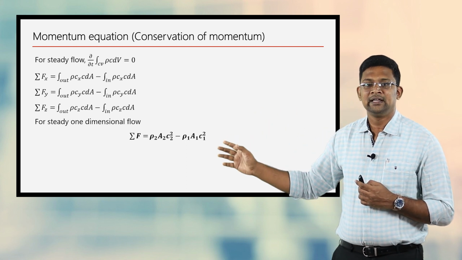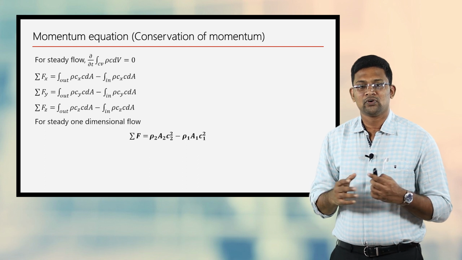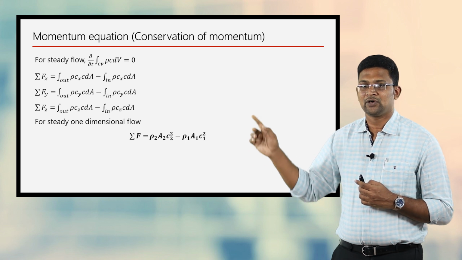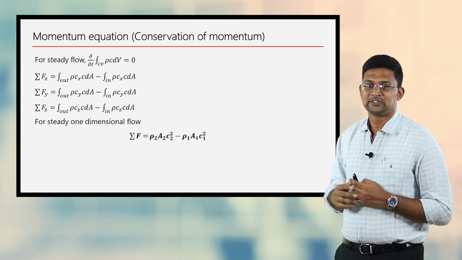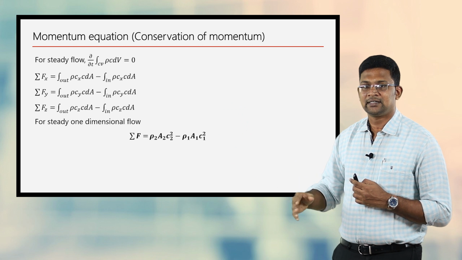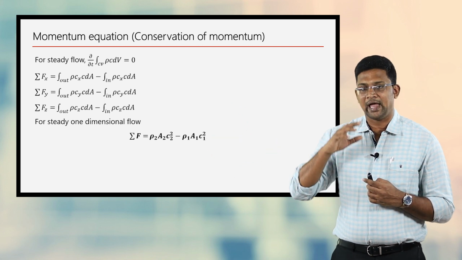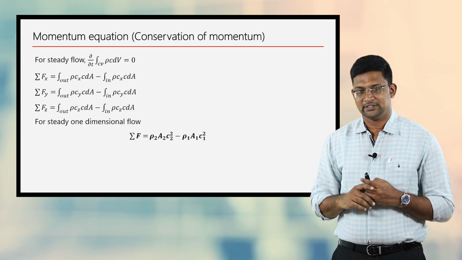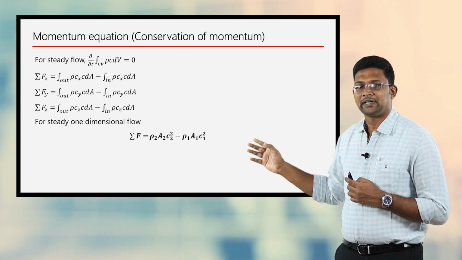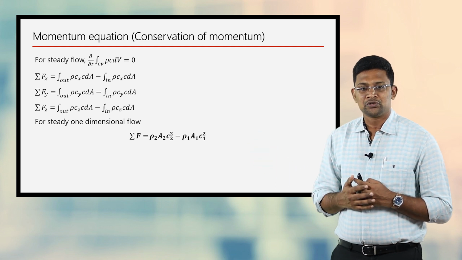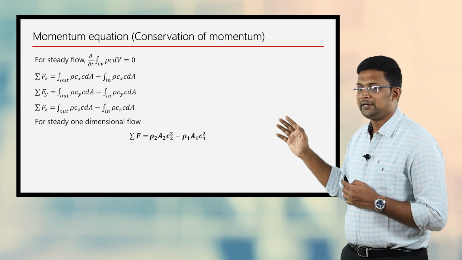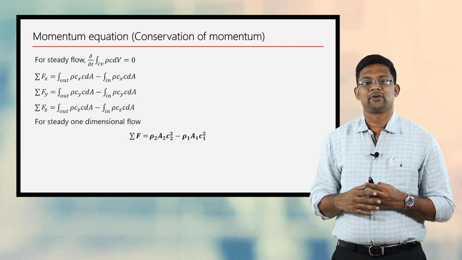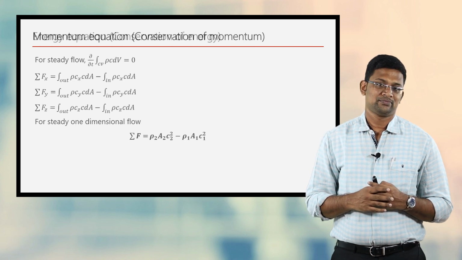And hence, for a steady one-dimensional flow, the sum of forces will be equal to ρ2 A2 C2 squared, because here we have got two terms for C. It was Cx, Cy and Cz. But for a steady one-dimensional flow, as I told before, you don't have to consider x, y, z dimensions. We have got only one dimension. So the sum of forces for a steady one-dimensional flow will be equal to ρ2 A2 C2 squared minus ρ1 A1 C1 squared. And this expression is known as the momentum equation.